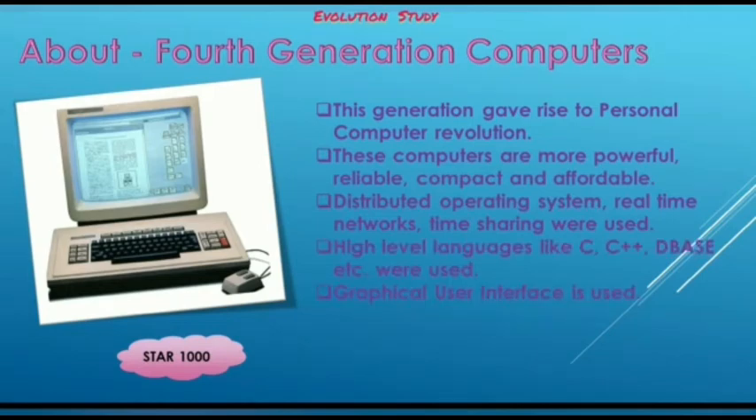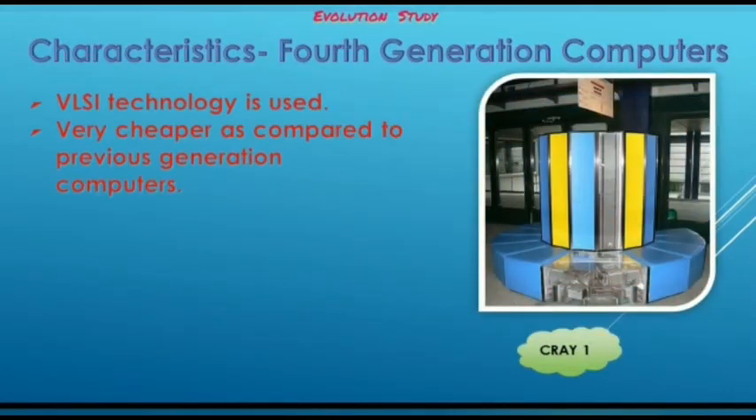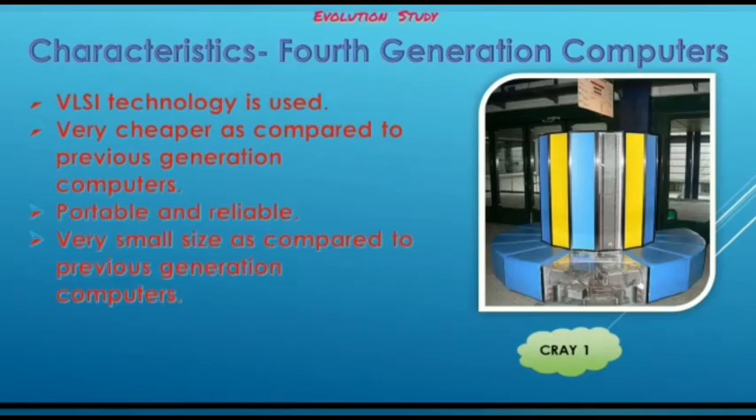Distributed operating systems, real-time networks, and time sharing were used. High-level languages like C, C++, dBase, etc. were used. Graphical user interface is also used. Now what about the characteristics? VLSI technology is used, which is very cheap as compared to the previous generation computers. As you can see, a picture of Cray 1 is given on the right-hand side.